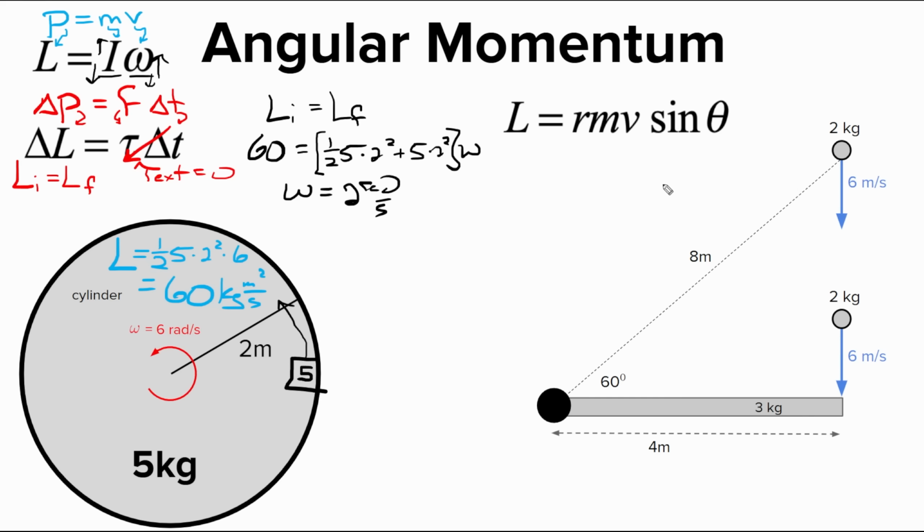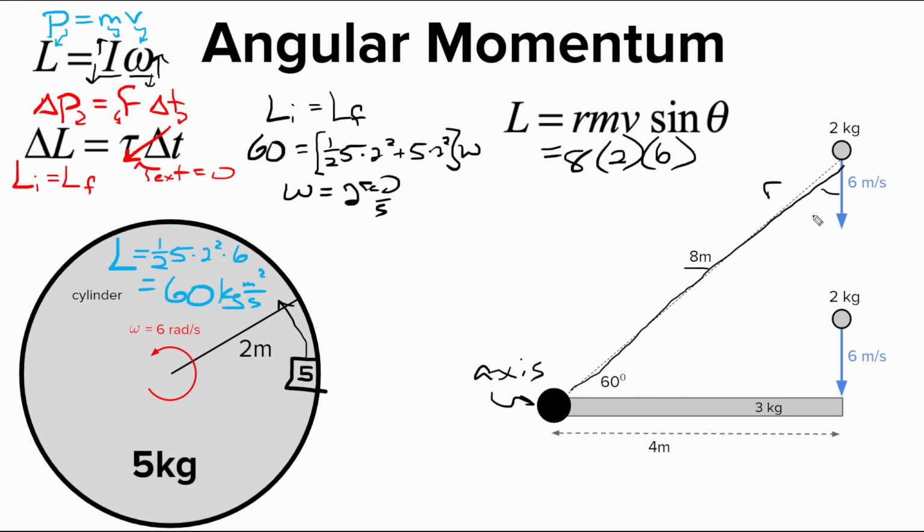So you could use this formula. R would be the full 8, how far you are from your axis. Your axis is over here. That's your axis. How far away you are, 8. So we'd say 8 times m is 2 times v is 6, the velocity, times the sine of the angle between R and V. If this is 60 and that's 90, then this up here would be 30. So we'd have to do times sine 30. But sine 30 is just a half. So 1/2, you can cut this R by 4. You get 4 meters times 2 kilograms times 6 meters per second.